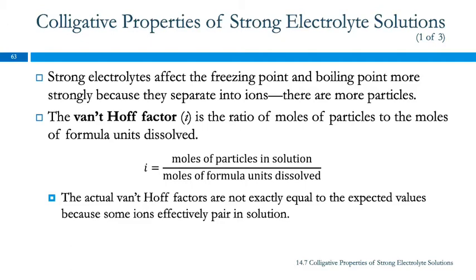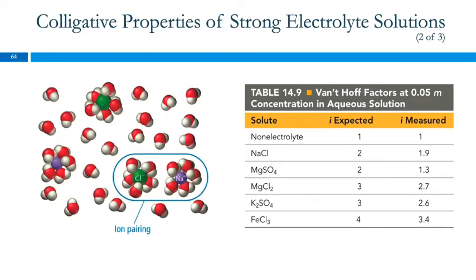So the Van 't Hoff factor, given a lowercase i, is the ratio of the moles of particles in solution divided by the moles of formula units that are dissolved. So there's an expected factor that we can get just by looking at the formula of a compound. And then there are actual Van 't Hoff factors, which are not exactly the same because there's some ion pairing that happens in solution. Because it couldn't be just that simple, right? It has to be a little more complicated.